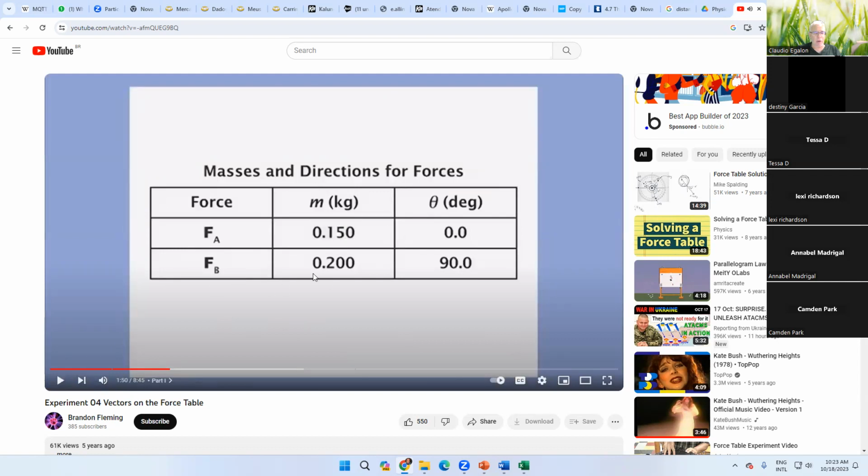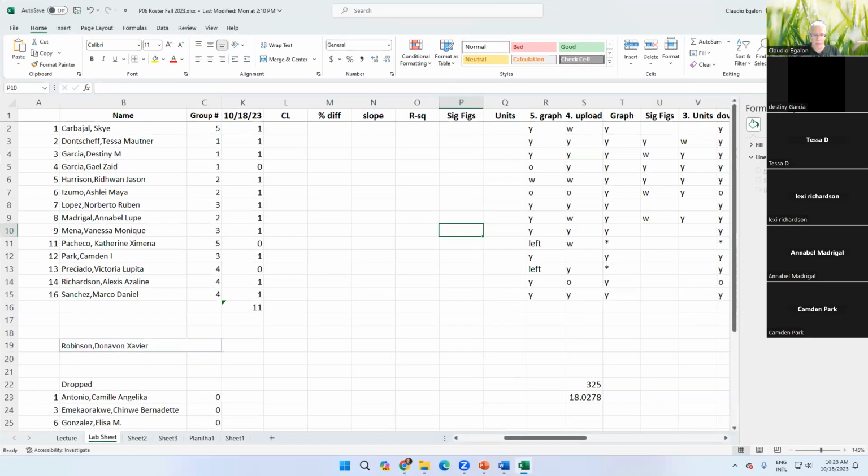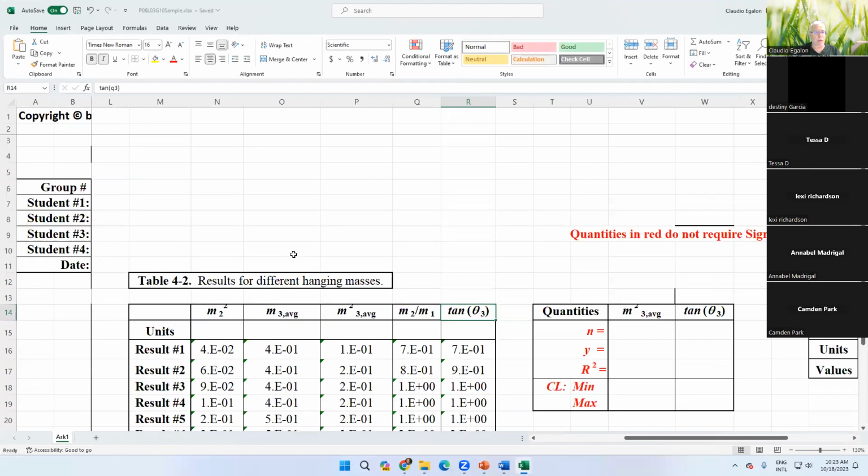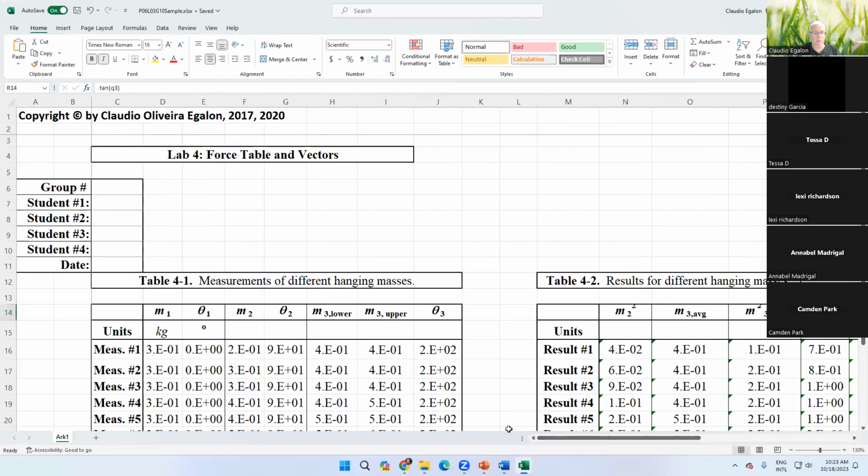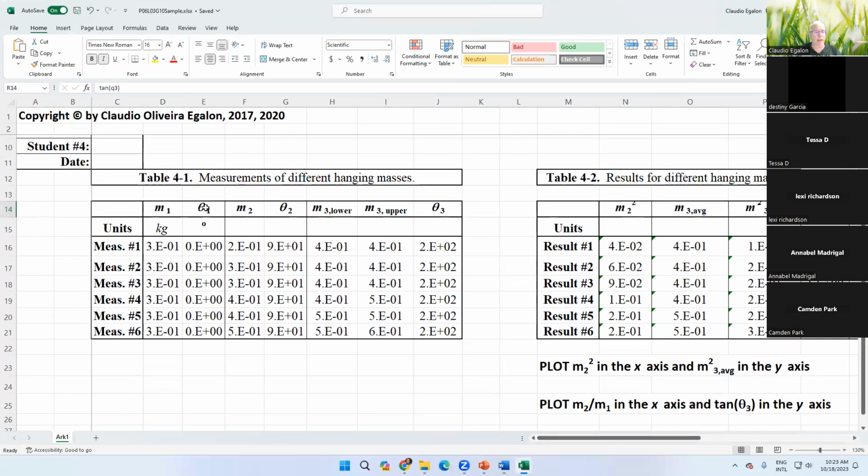We are going to do a similar table here. Well, I'm not calling A, B, I'm calling 1 and 2. Okay, so here you go. Make sure you have lab 3 there, right? The spreadsheet of lab 3. Okay, table 4, see, I put M1, M2, and M3, right? Theta 1 is the angle that M1 makes there in the table, as measured by the protractor. Theta 2 is 90 degrees.